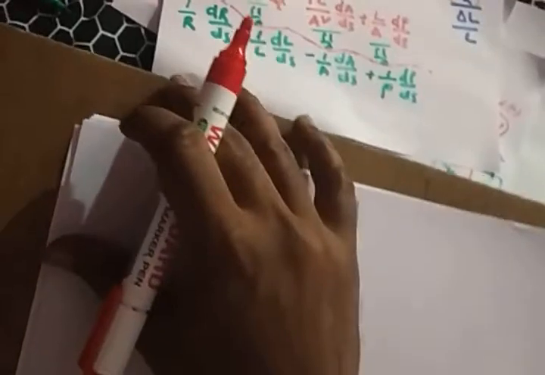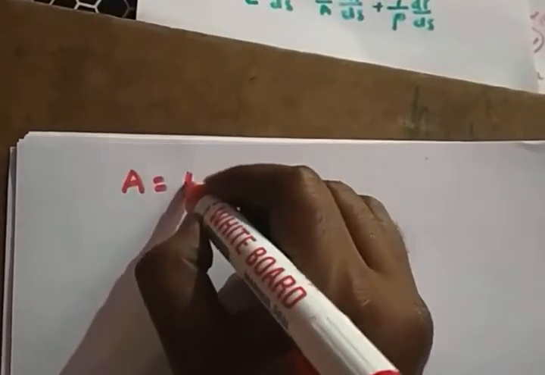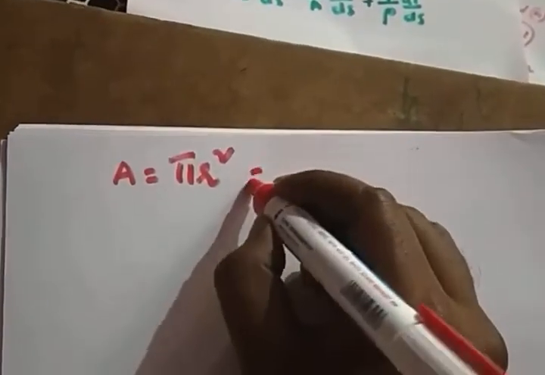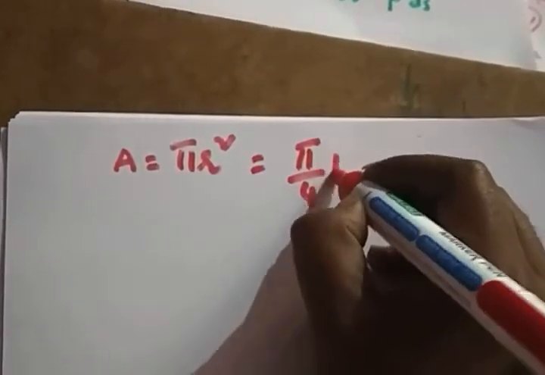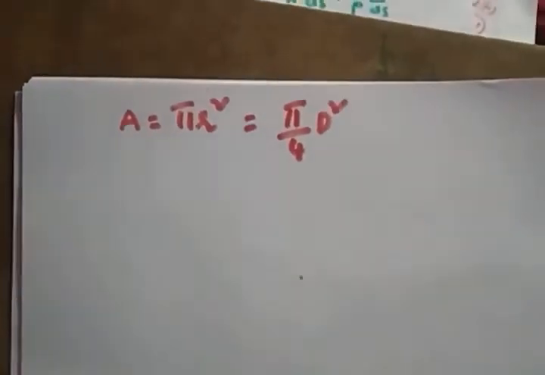Now I just want to write it here. We know the cross sectional area of a conductor. Whatever the conductor you are using, what is the cross sectional area? Pi r square. Right? Now in terms of diameter, r equal to d by 2, so pi by 4 d square. Hope it's clear.